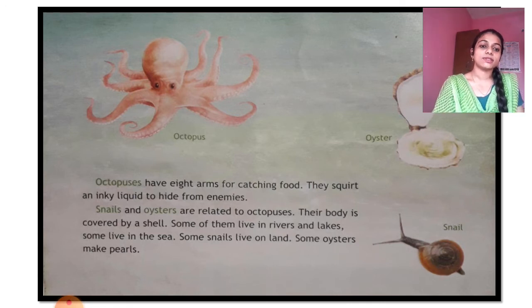Snails and oysters are related to octopus. Their body is covered by a shell. Some of them live in rivers and lakes. Some live in the sea. Some snails live on land. Some oysters make pearls. So you can see the picture of octopus, oyster and snail.